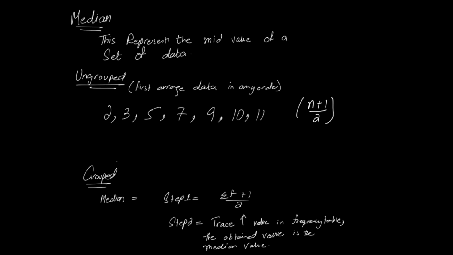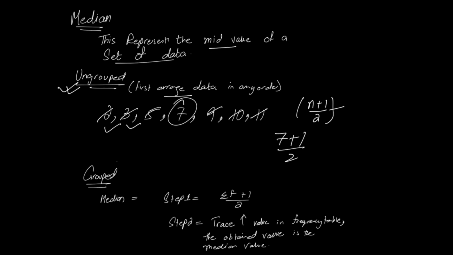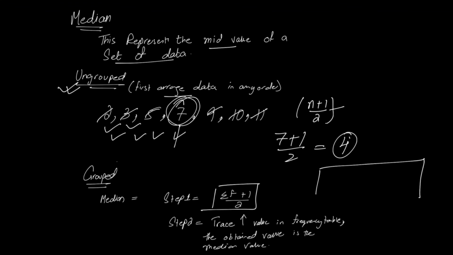Okay, so median is basically the mid value of a set of data. So for example, we have an ungrouped data which is arranged. So we can basically cut the values and get to the mid value, which is 7, or we can use the formula n plus 1 upon 2. n is the number of values we have. So in this case we have 1, 2, 3, 4, 5, 6, 7. So 7 plus 1 upon 2 will give us 4. So the fourth value, 1, 2, 3, and 4, 7 is the median of this set of data. So in case of grouped, we will use this formula. So for example, we have a set of data given.